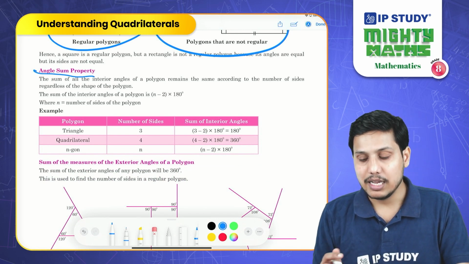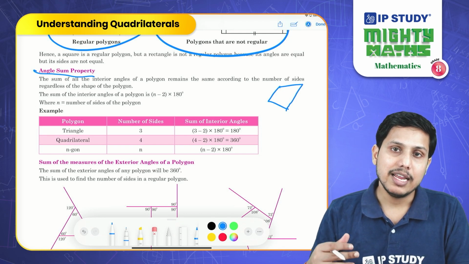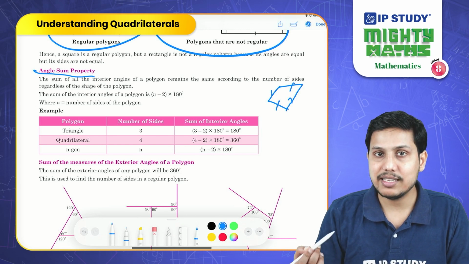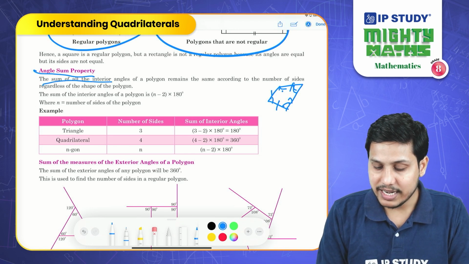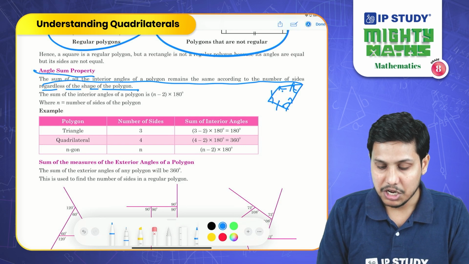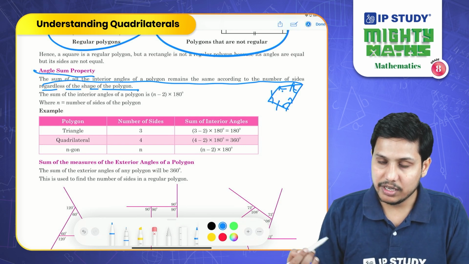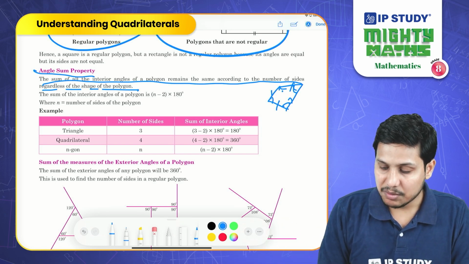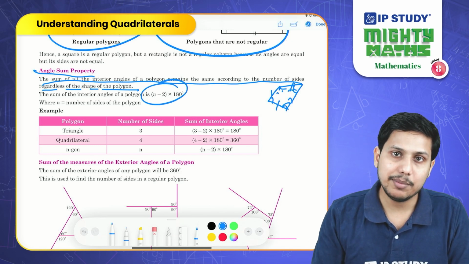Okay, now next is the angle sum property of a polygon. Remember one thing, that every polygon has angles and the number of line segments is equal to the number of angles. Like for this we have 1, 2, 3, 4 sides or 4 line segments, so it will have 4 angles, 1, 2, 3 and 4. The sum of all interior angles of a polygon remains the same according to the number of sides, regardless of the shape of the polygon. So if we have a polygon, then depending upon the number of sides, the number of angles will be there, and the sum of interior angles will be given by the formula (n minus 2) times 180 degrees.